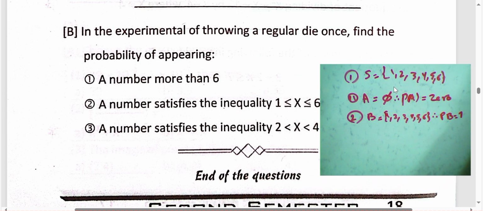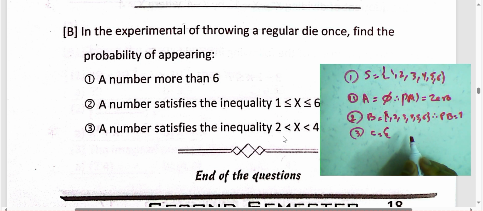And number 3, numbers satisfying the inequality x greater than 2 and less than 4, which is 3. The probability of this event is 1 over 6.